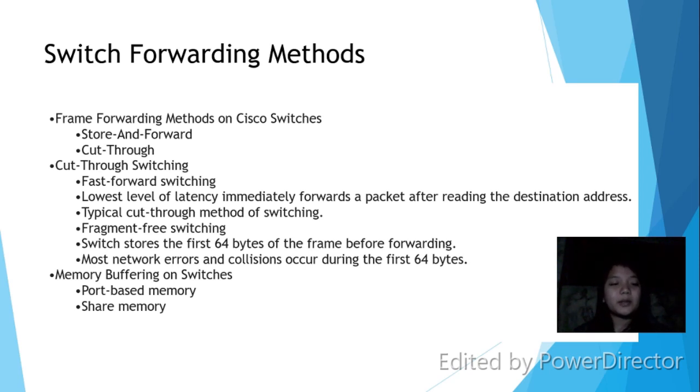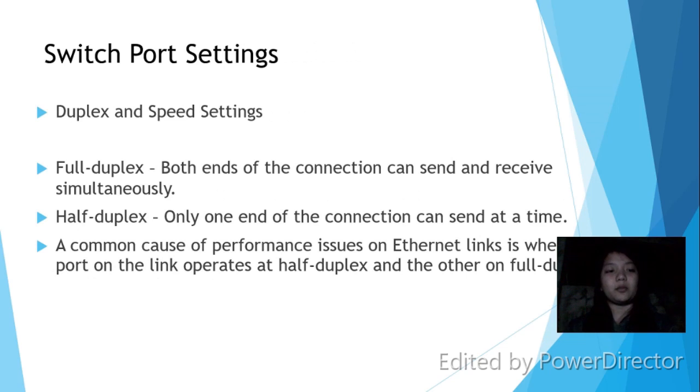Then a typical cut-through method of switching, fragment-free switching. The switch stores the first 64 bytes of the frame before forwarding. Most network errors and collisions occur during the first 64 bytes. Then memory buffering on switches: port-based memory and shared memory.